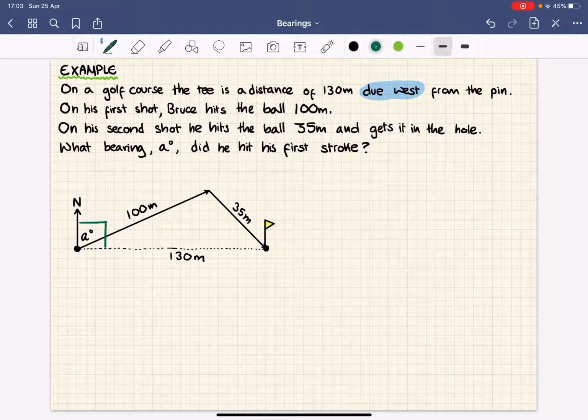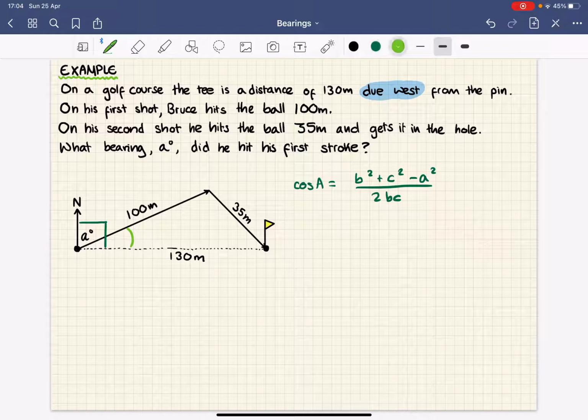So that's my game plan. I want to figure out what this angle in here is going to be, and then I can take it away from 90 degrees. So to start off with, I need to identify my formula. Well, I've got 1, 2, 3 sides given, so that means it's my cosine formula, except this time, because I'm finding the angle, it's cos A equals b squared plus c squared minus a squared all over 2bc. So A needs to be where my unknown is. So that'll be my lowercase a, and the b and the c, it doesn't matter which way around I put it.